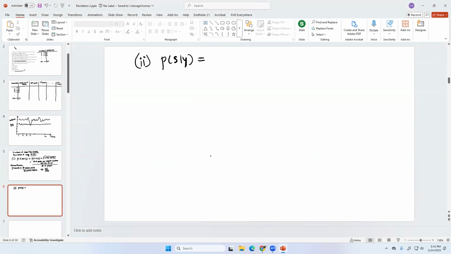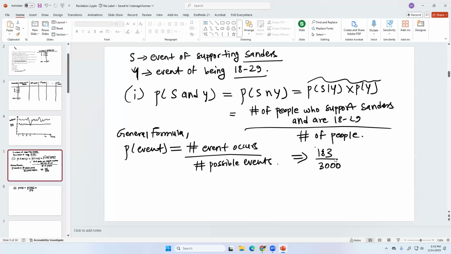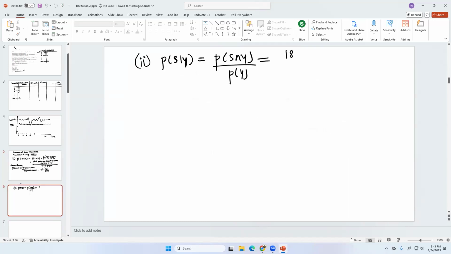Now, what is the formula for this? Yeah, probability of S and Y happening together divided by the probability of Y, right? So we already found this here, right? Probability of S and Y is 183 over 3,000. What is the probability of somebody being in the age of 18 to 29? What is the probability of Y?